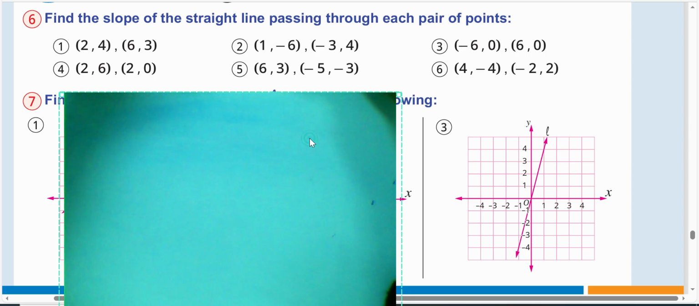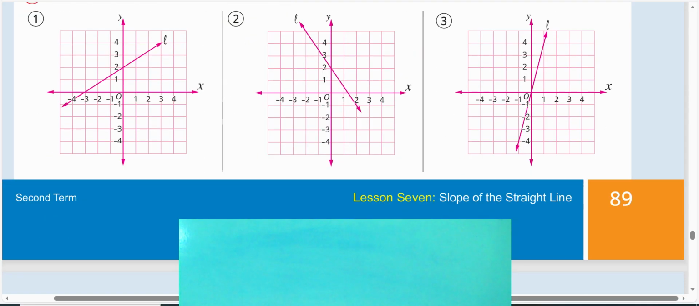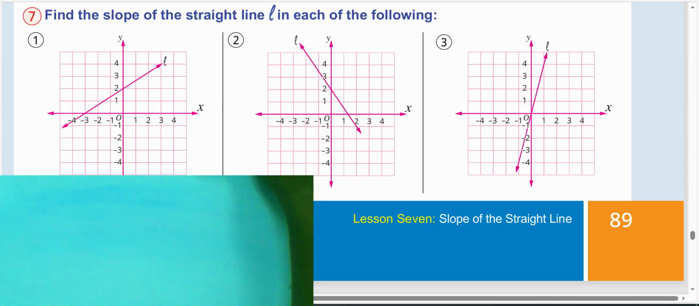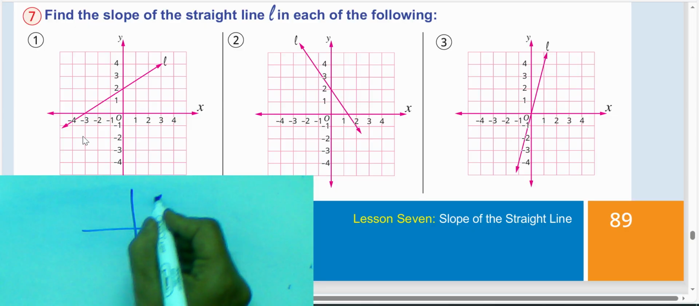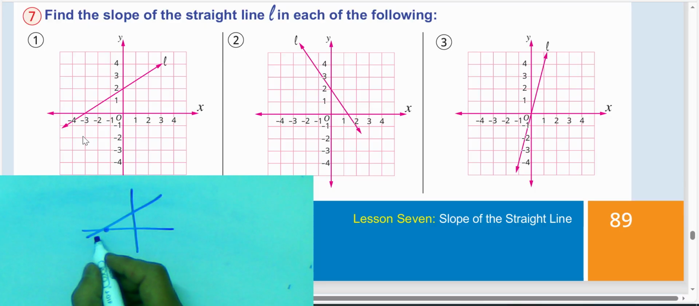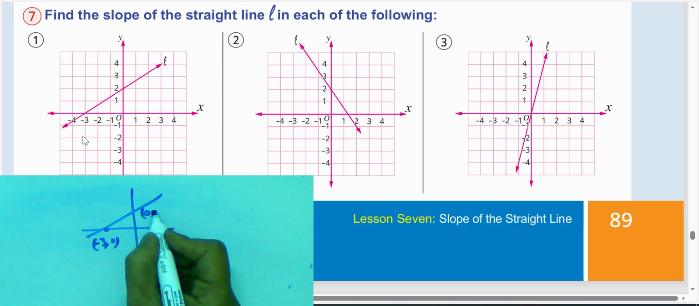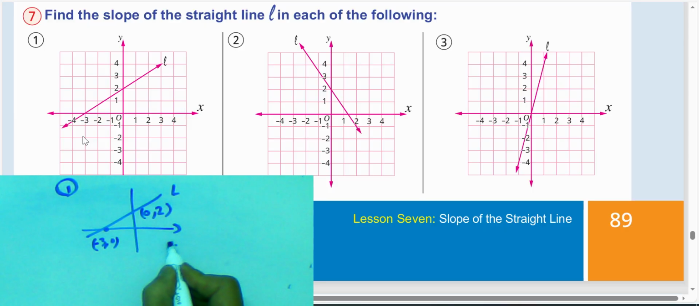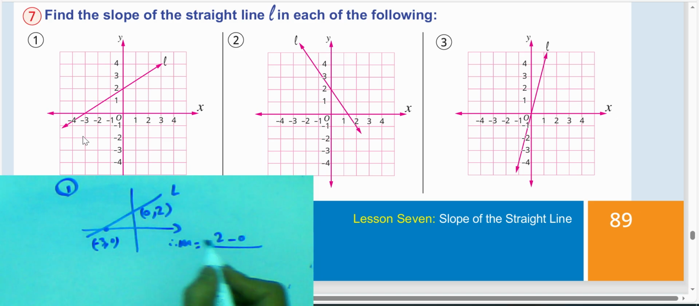Okay, next question down. Number 1. Find the slope of straight line L. First, we find 2 points. Look here, the straight line passes through 2 points: (negative 3, 0) and (0, 2). Then we can find the slope equal to y2 minus y1, 2 minus 0 over 0 plus 3. 2 minus 0 equals 2. The result will be 2 over 3.